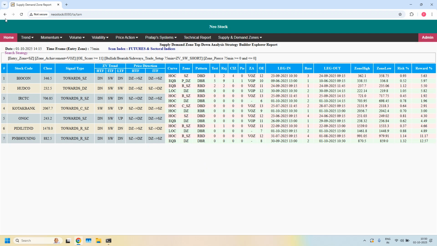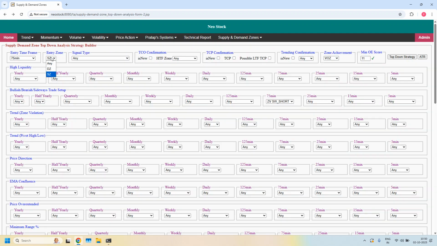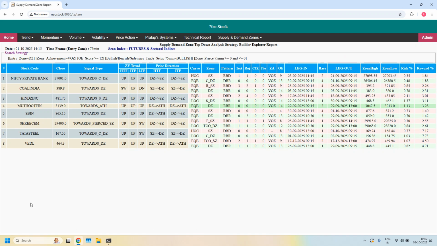Okay, next bullish trade setup for weekly income trade. 75 minutes demand zone, here bullish, and minimum order enhances score 12. So we got 8 stocks. Entry time frame zones are 75 minutes demand zones. Let us verify high probability trade setups from this.